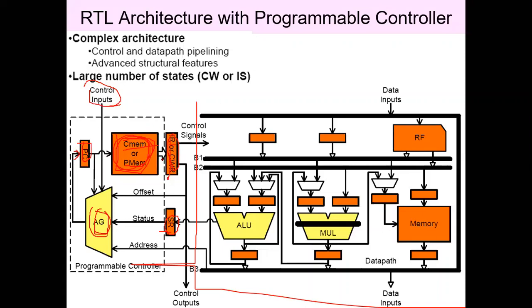That instruction will be decoded, and based on that, it will generate the control signals for the data path, as well as any control output, based on the instruction to be executed. The instruction register will be decoded, and based on that, it will generate the control signals as well as the control outputs. This is the basic working of a programmable controller.